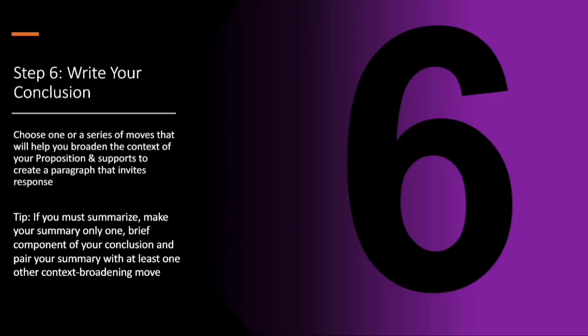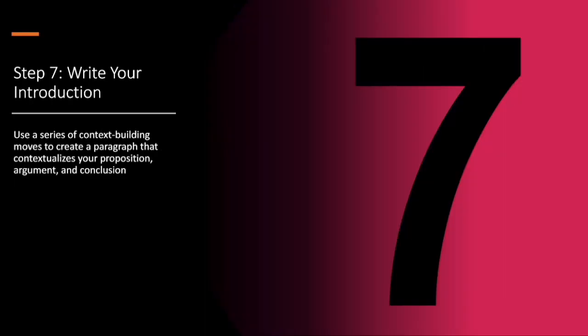And then you want to write your conclusion, because once you know what you've argued and how you've argued it, you should have a pretty good idea about how to broaden the context and invite response from your reader. And then last, you want to write your introduction. So once you know what the paper is, once you know what conclusions you're drawing from your research and what research you're going to use, then you should have a clearer idea of how to introduce the paper, and you can backtrack all the way to the beginning and get that part knocked out.